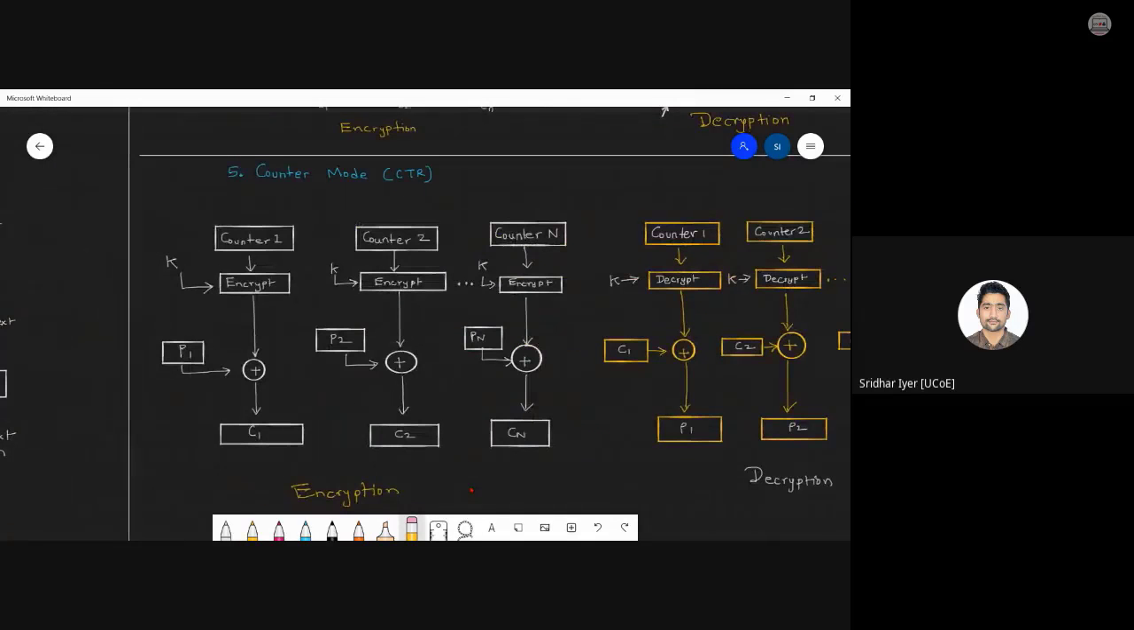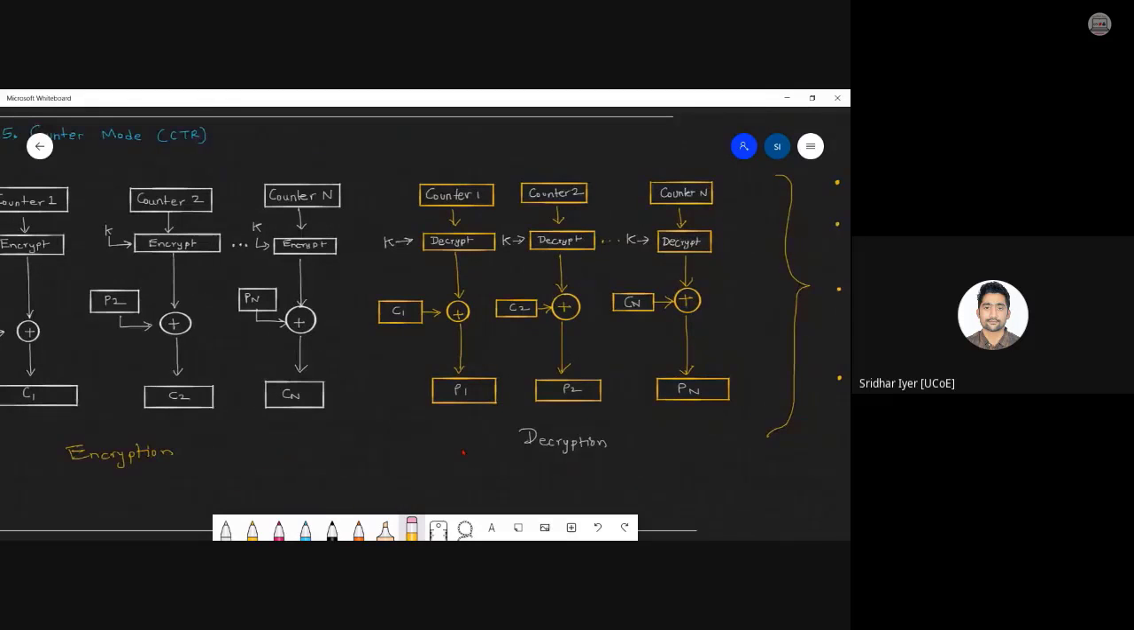We encrypt that with K, and whatever the result is, we XOR it with P1, and then we get the block of ciphertext C1. This could be 64 bits, or 32, or 16, whatever the block size is; the same block size is present here also. At the end, we get the ciphertext. The reverse process takes place at the decryption side. Counter 1 is used again to encrypt, and then C1 is XORed with the result and we get the plaintext back.